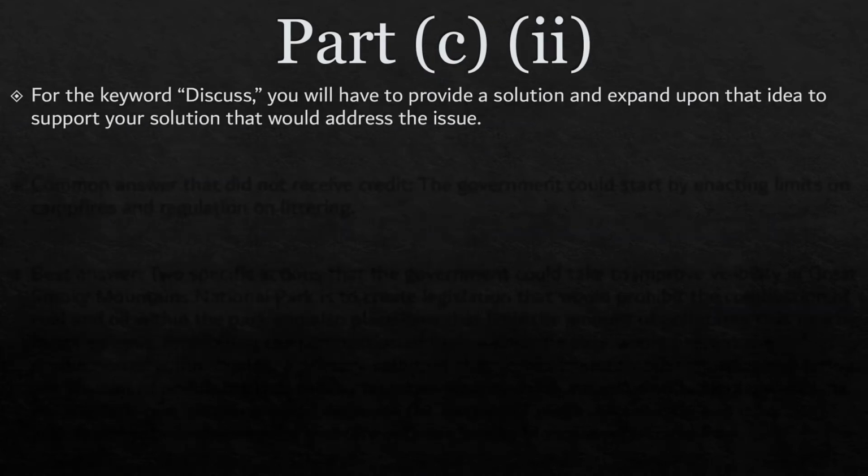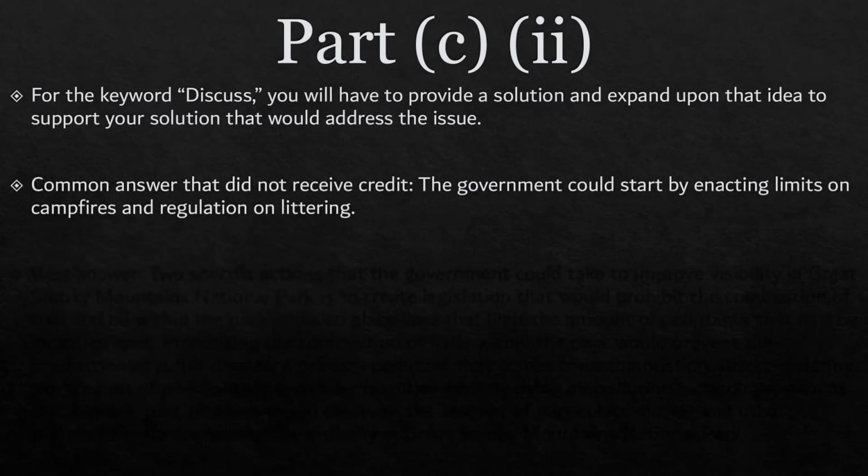For the next part, you needed to discuss, which requires you to provide a solution and expand upon that idea to support your solution that addresses the issue. A common answer that I saw that didn't receive credit would be: the government could start by enacting limits on campfires and regulation on littering. The student did provide solutions, right? But they didn't expand on that idea and relate it back to how that solution addresses the issue of increasing visibility.